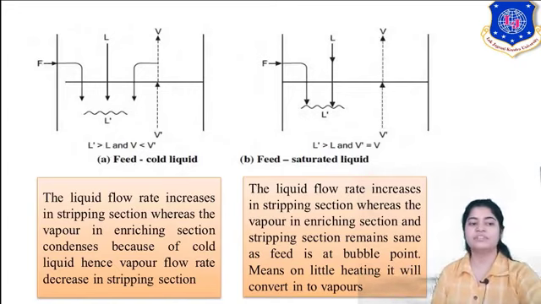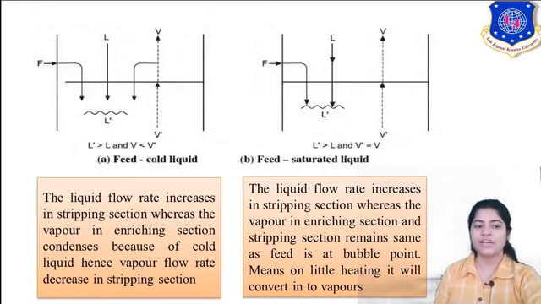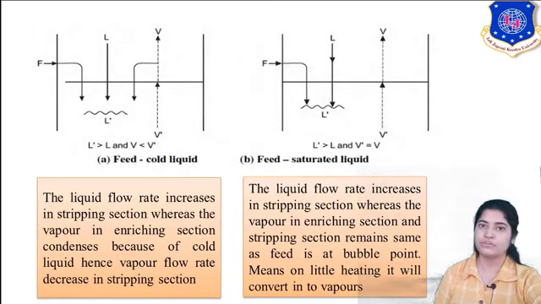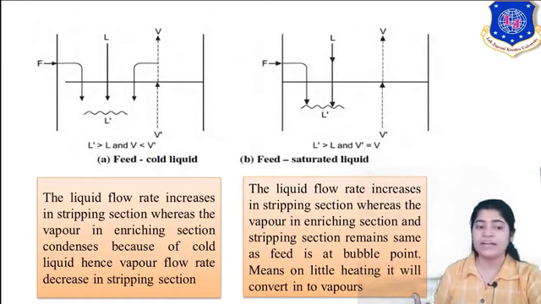Hence you can say that three streams are responsible for the liquid flow rate in the stripping section. One is your original feed, second is your L, that is the liquid in the enriching section, and third is the liquid coming from the condensation of vapor. So the liquid flow rate in the stripping section is more than the liquid flow rate in the enriching section. Similarly for vapor, V bar is the vapor flow rate in the stripping section, but a part of vapors is condensed back. Hence the vapors in the enriching section would be less. Thus we get V is less than V bar.